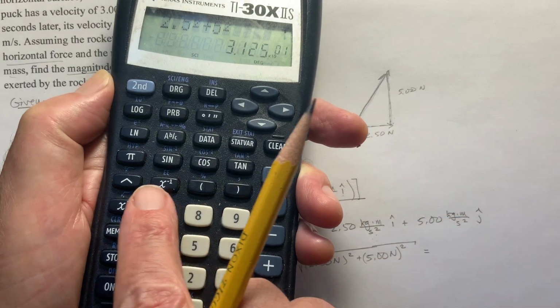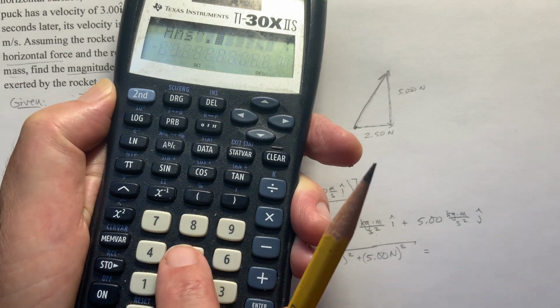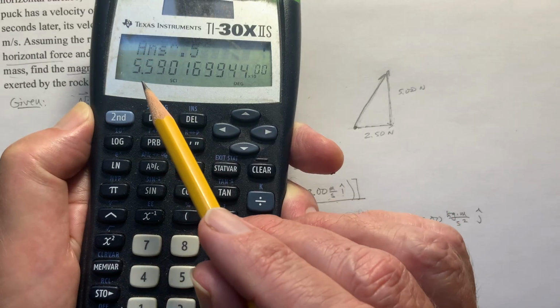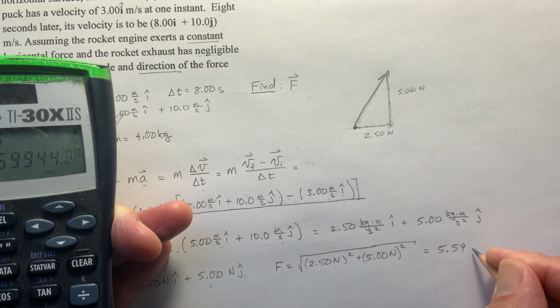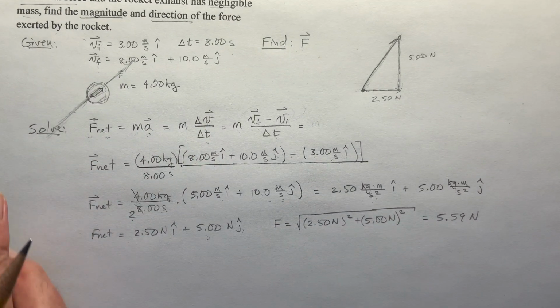And here's how I do that. I raise it to the power of 0.5. And that saves me a keystroke on my calculator. And I get 5.59 newtons. Okay, so that's the magnitude.